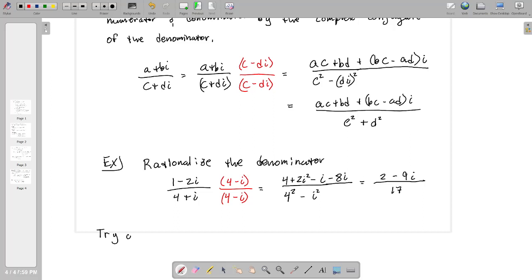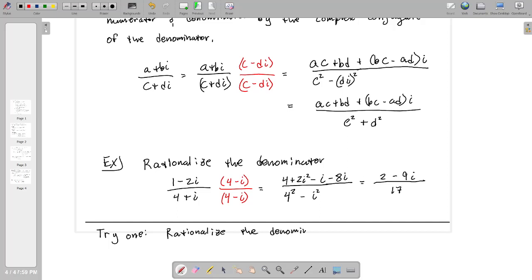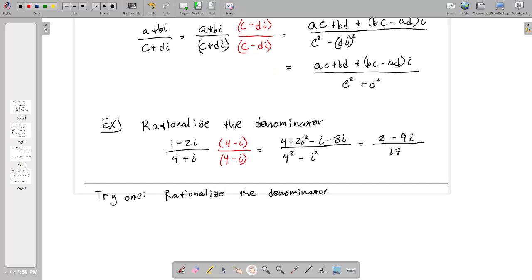I want you to try a problem now. Rationalize the denominator. 1 plus 3i divided by 3 minus i.